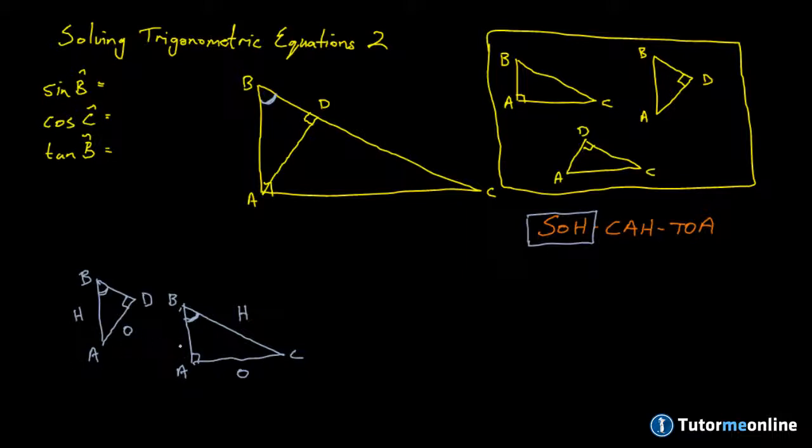We just need to write that down. So in triangle ABD, the opposite side is side AD over the hypotenuse, which is the side AB. So that is the ratio for the sine of angle B within the triangle ABD. Then for the sine of B within the triangle ABC, we have the opposite side AC over our hypotenuse, which is BC.